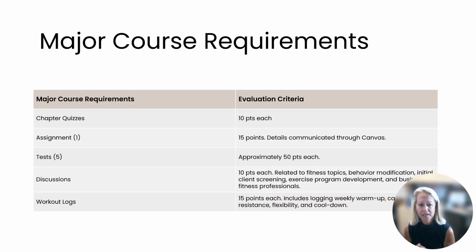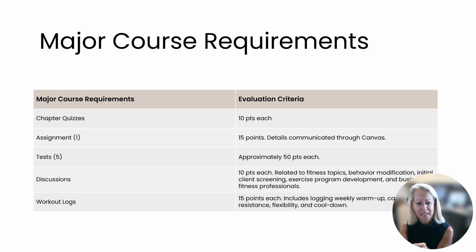So this is kind of what the grades will look like. It's coming from chapter quizzes that you'll have each week. They're 10 points each. Those quizzes are 10 questions, multiple choice, from the chapter. There is a 20-minute time limit on the quizzes. So you'll want to have read the chapter before you take the quizzes.